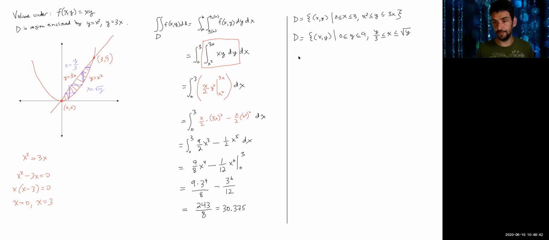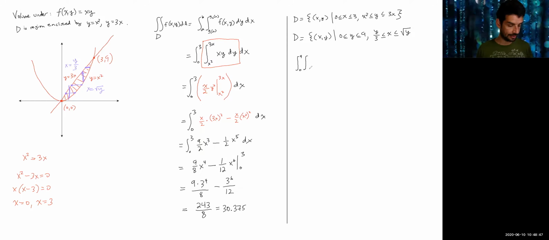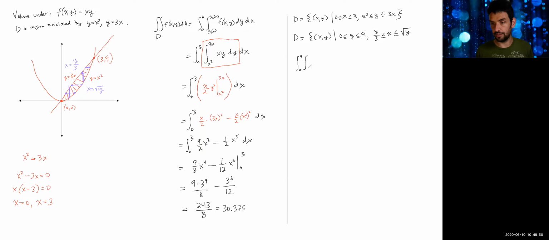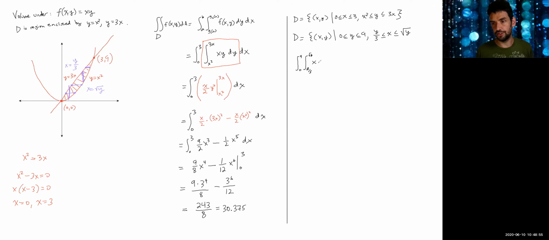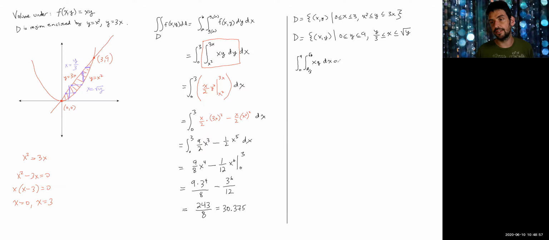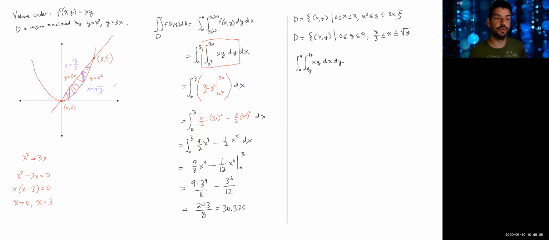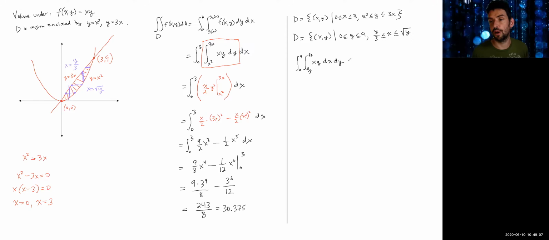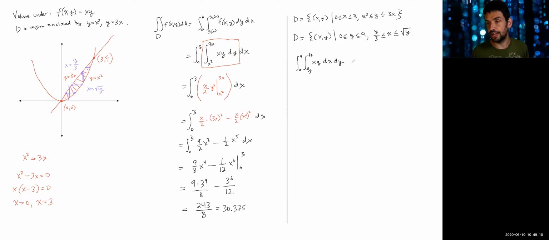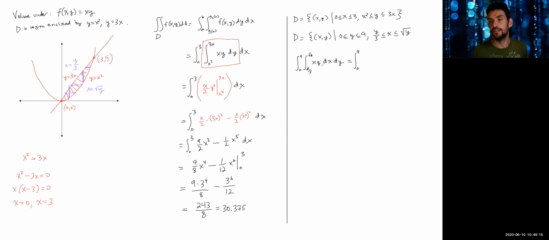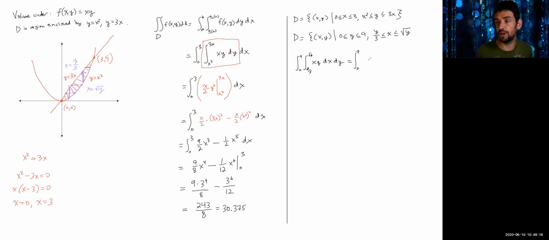So in this direction, y is going from 0 to 9. X is going from, what did I say, y over 3 to the square root of y. Our function is still xy, and now I'm doing dx dy. So first, I'm integrating over x between these two functions, and then I'll integrate over y. Same sort of process. I need to take an antiderivative of x, which is 1/2 x squared.